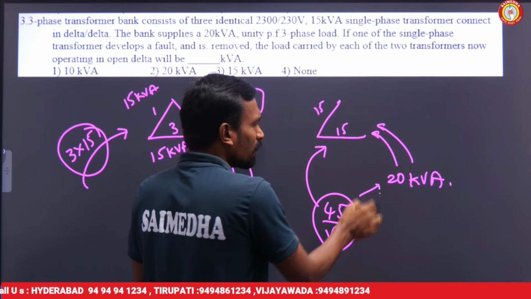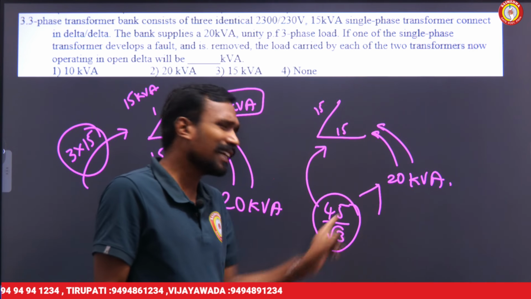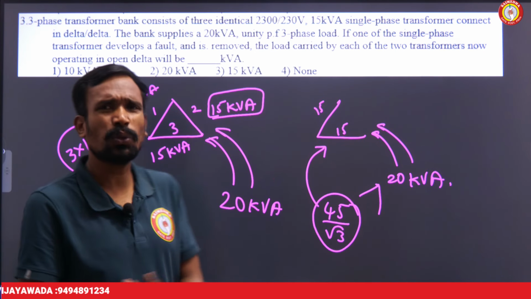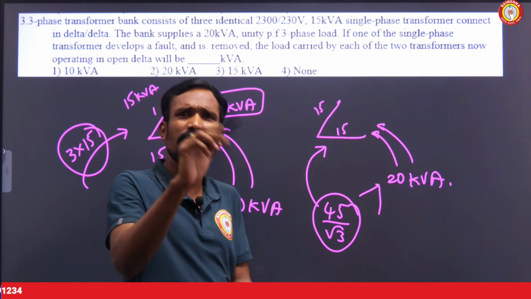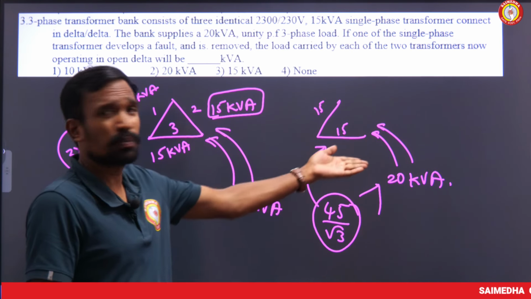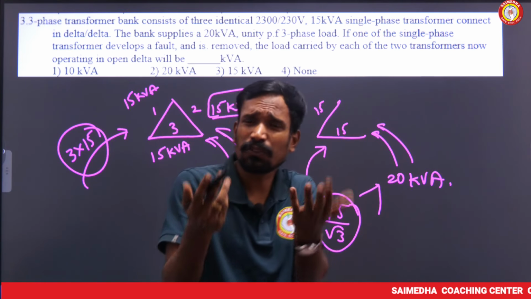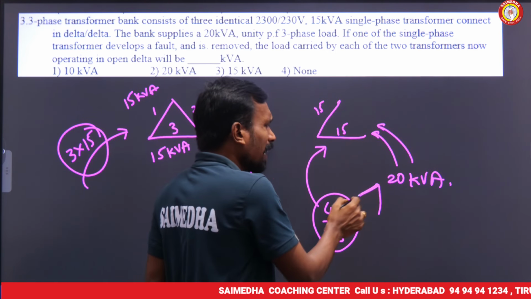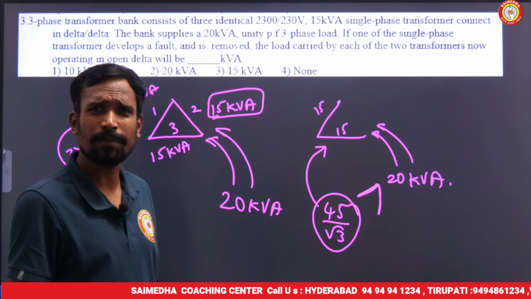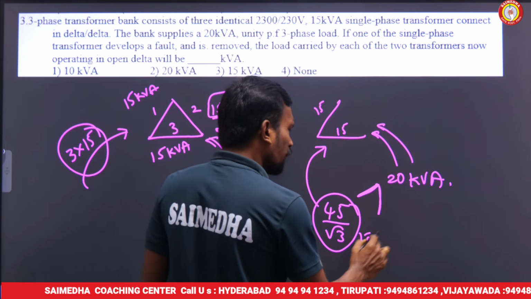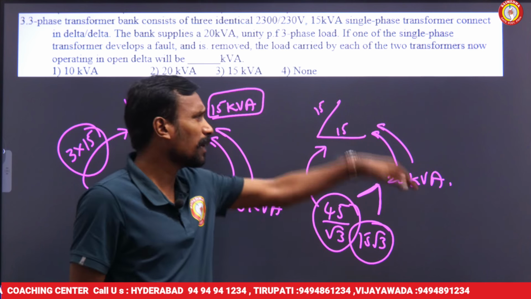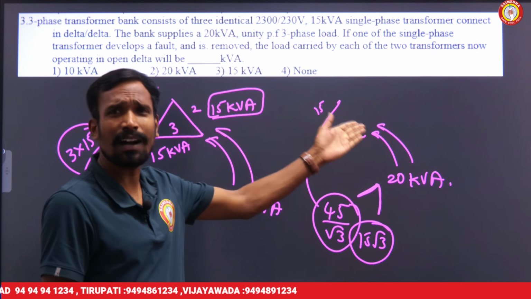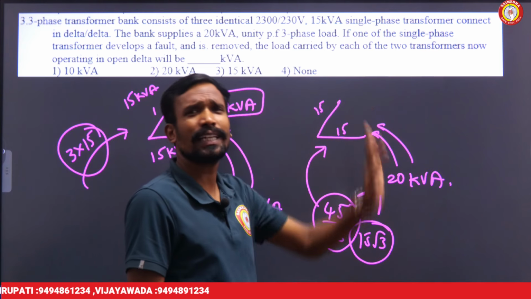But I have just a 20 kVA load, which is less than 45 by root 3. 45 by root 3 is nothing but 15 into root 3, which is 15 into 1.7, and that is more than 20. I have a load of just 20 kVA, which is less than 15 into root 3. That's why I can apply the 20 kVA on the open delta system easily. It will not get overloaded.